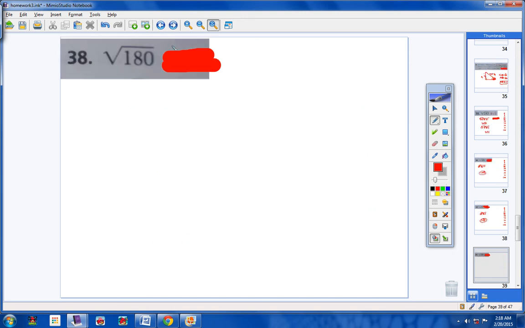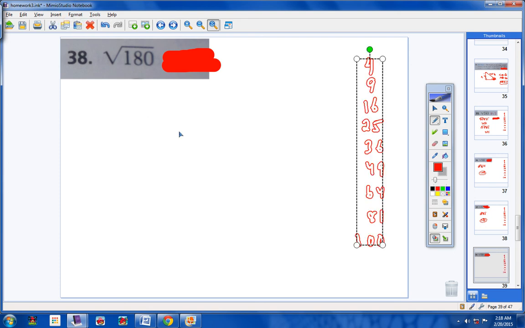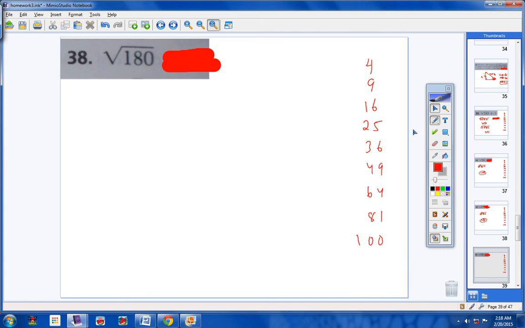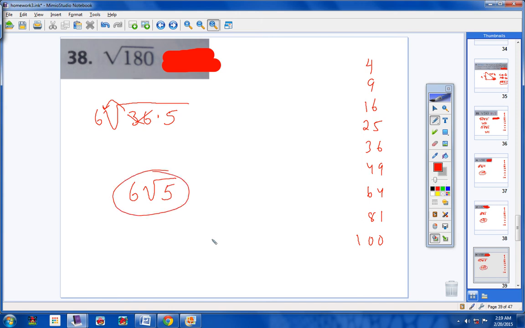All right. Number 38. Same thing again, guys. So here we go. 9 goes into 180 20 times. There might be a bigger number. I'm trying to think if there is. 36, I believe, goes into 180. I think it goes in 5 times. So 180 is 36 times 5. Cross off the 36. The square root of 36 is 6. So put a 6 on the outside, and there's really nothing you can do with the 5. You cannot break that down anymore. No perfect squares go into 5. So your answer is 6 square root of 5.